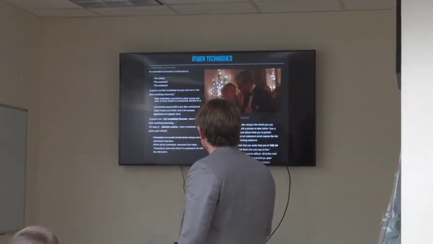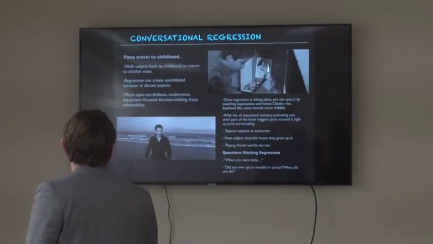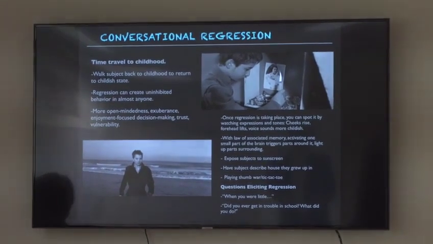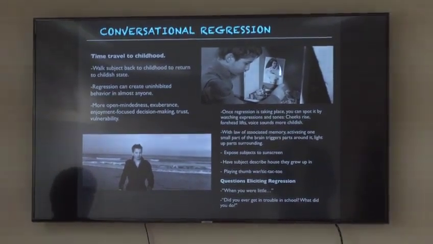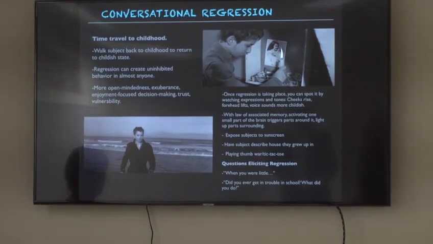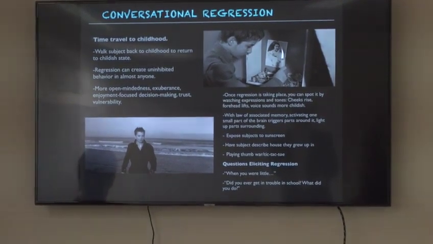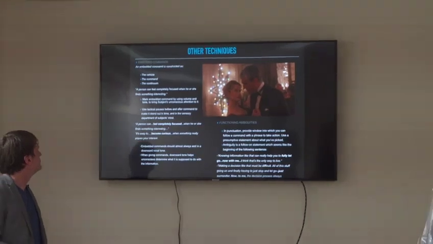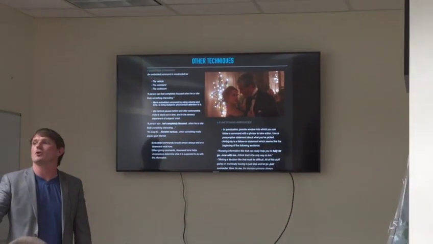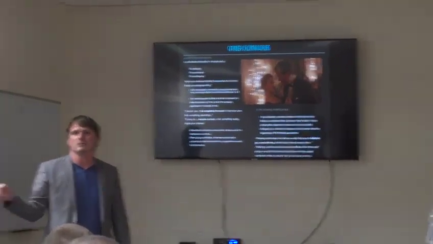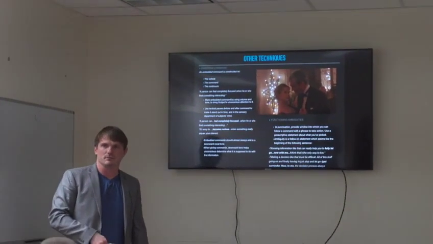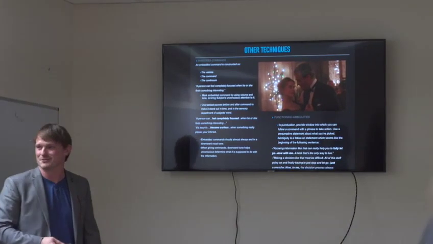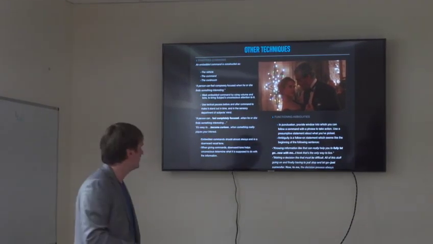Now, using this as a technique, conversational regression, you kind of want to find out if they were happy kids first, all right? And you can do that through other means. If early on in the conversation they say, oh, it reminds me of my dad, I don't talk to him anymore, he left when I was 6, well, don't use conversational regression later on, all right?